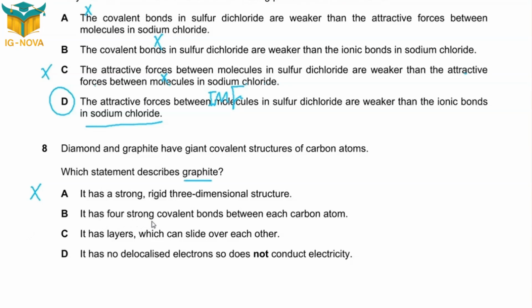It has 4 strong covalent bonds. It has 3 covalent bonds, not 4, and the fourth one will be delocalized. And here, not rigid, because it is slippery, a lubricant. We might accept the idea, but for the idea of being rigid, no, we don't accept, because as a lubricant, the layers can slide easily over one another. It has layers on this one.